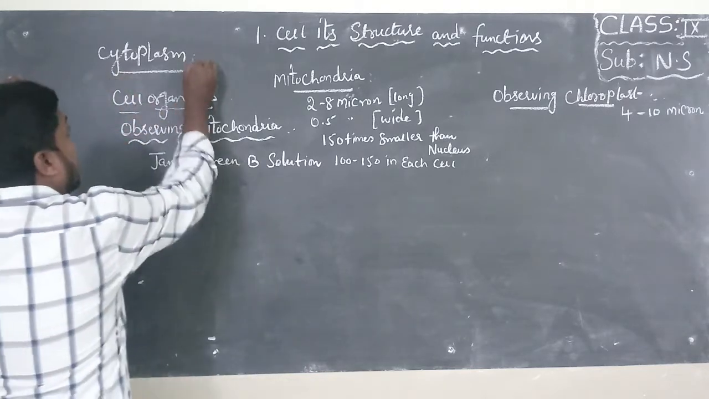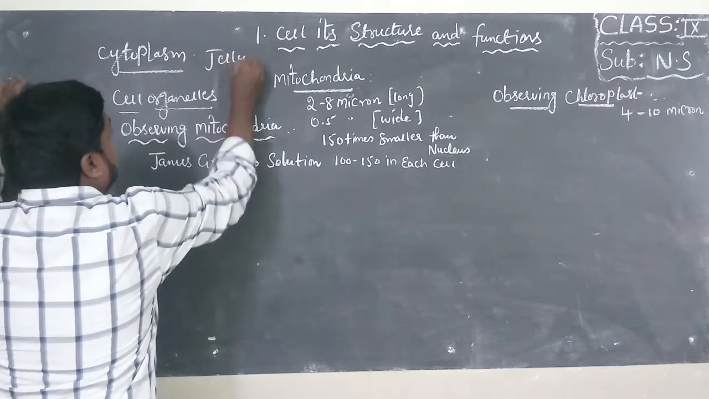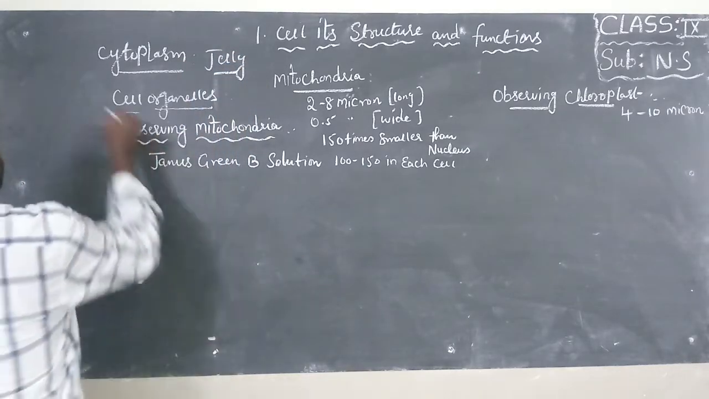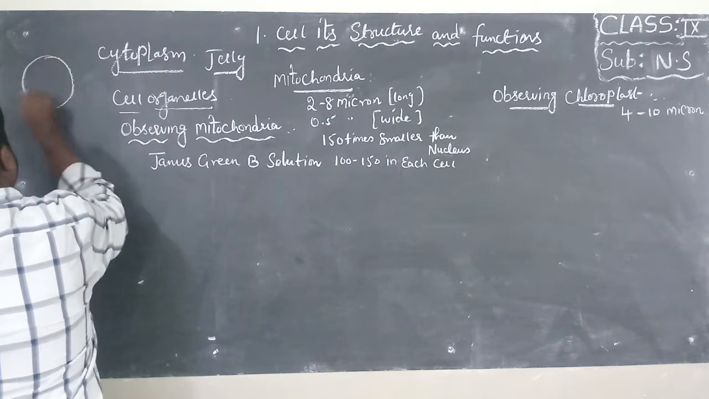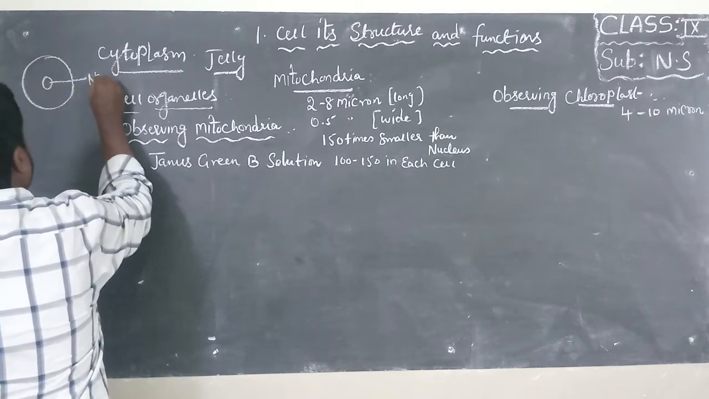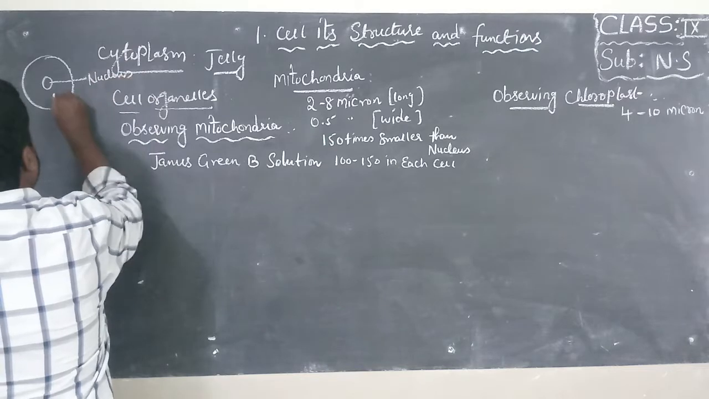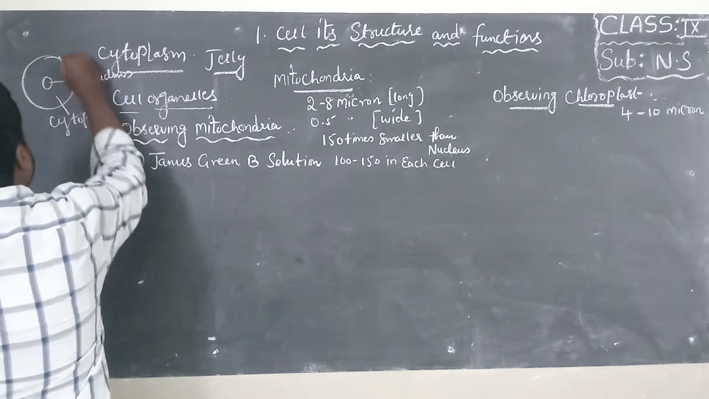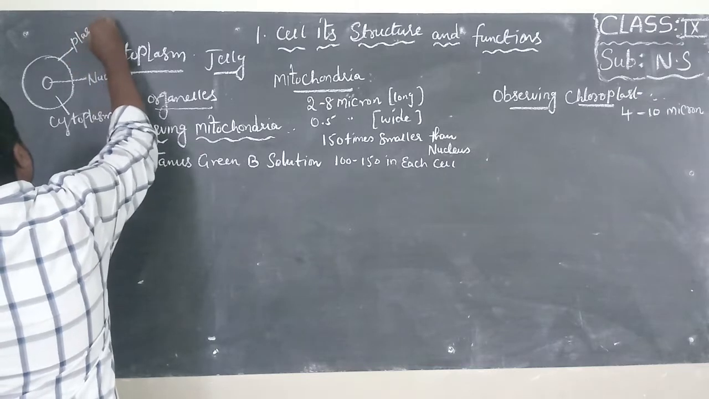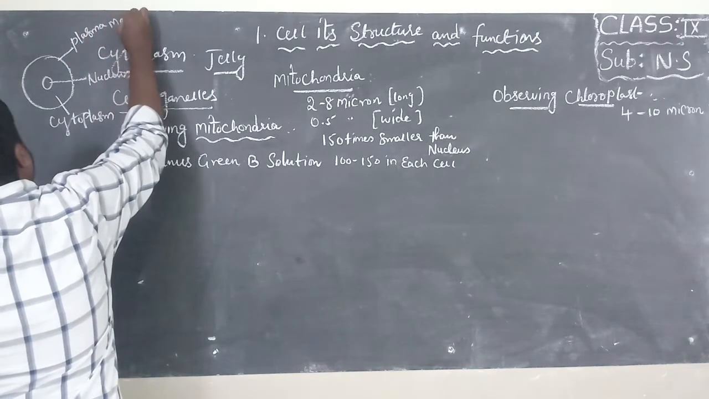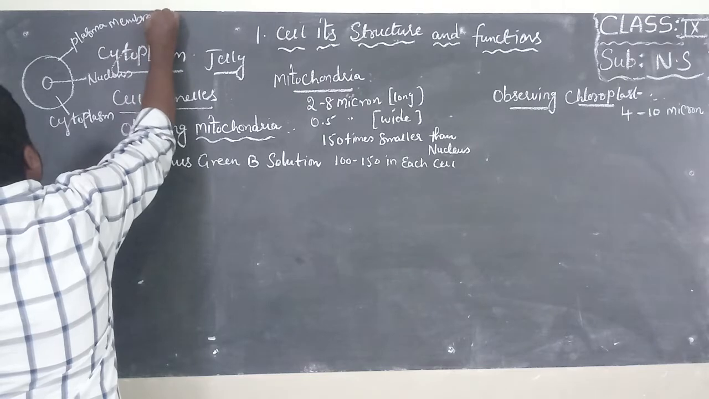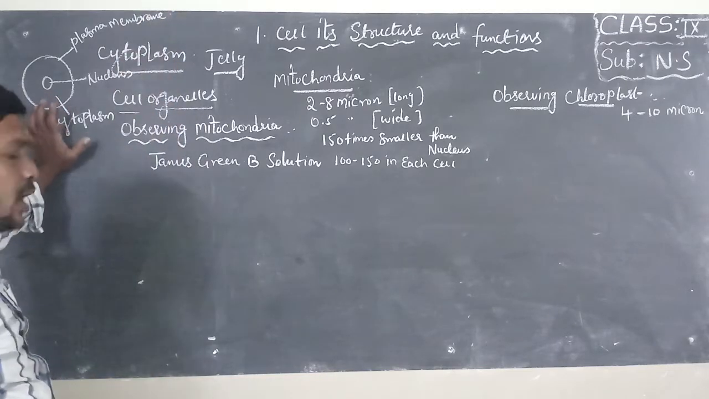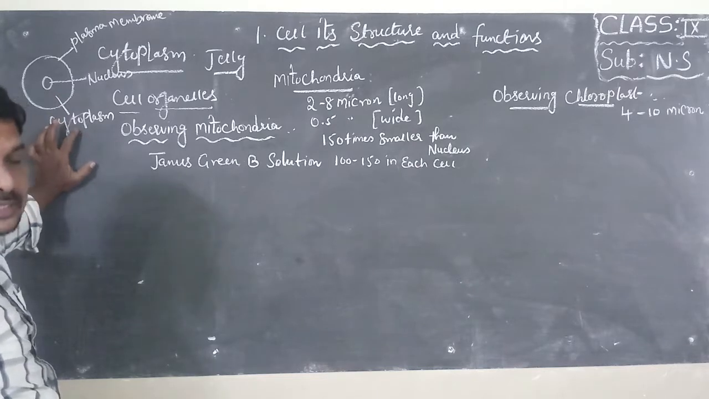Do you know, children? The jelly-like substance inside the cell is called cytoplasm. If you observe a cell, we can find the nucleus in the center portion, the jelly-like substance is called cytoplasm, and the outer covering is called the plasma membrane. Already I explained about the plasma membrane and the nucleus in the previous class. Now I will explain about cytoplasm.